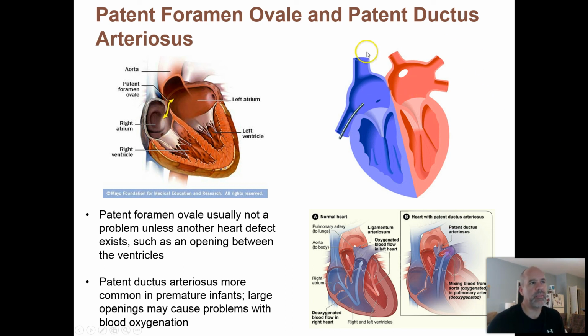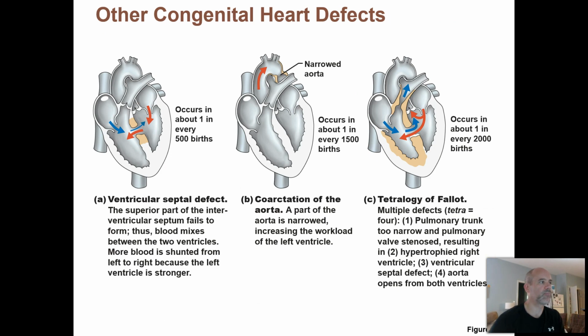This part of the slide up here is actually an animation, and it's showing you how they can close off a patent foramen ovale in an infant. They can go in with a little probe and insert a plug that closes off that hole. They're coming in through the inferior vena cava into the right atrium, and then they leave that little balloon-like plug there that opens up and closes off that opening.